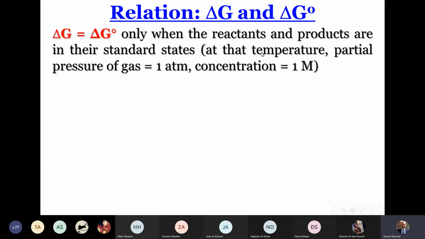In some books, they do not make the difference between delta G and delta G0. If you look, for example, at the reference uploaded in the class material, which is Zumdahl's book, he did not make the difference between delta G and delta G0. He used delta G0 to predict the spontaneity. Pay attention, in our curriculum, we have to make the difference between delta G and delta G0.